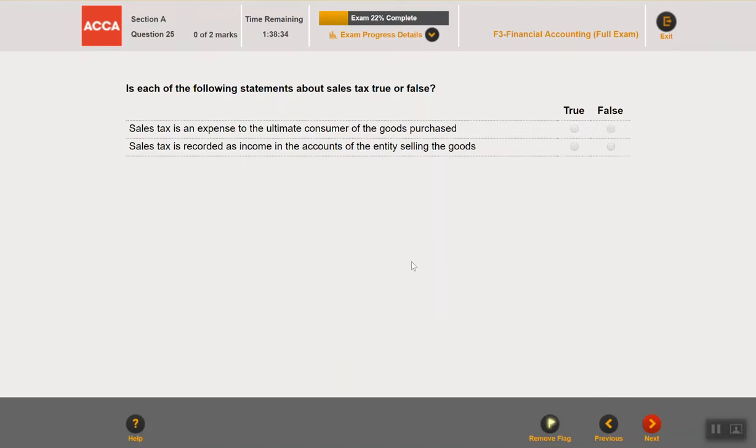Is each of the following statements about sales tax true or false? Sales tax is an expense to the ultimate consumer of the goods purchased. Yes. Sales tax is recorded as an income in the accounts of an entity selling the goods. No. It is a liability. It is payable to government.